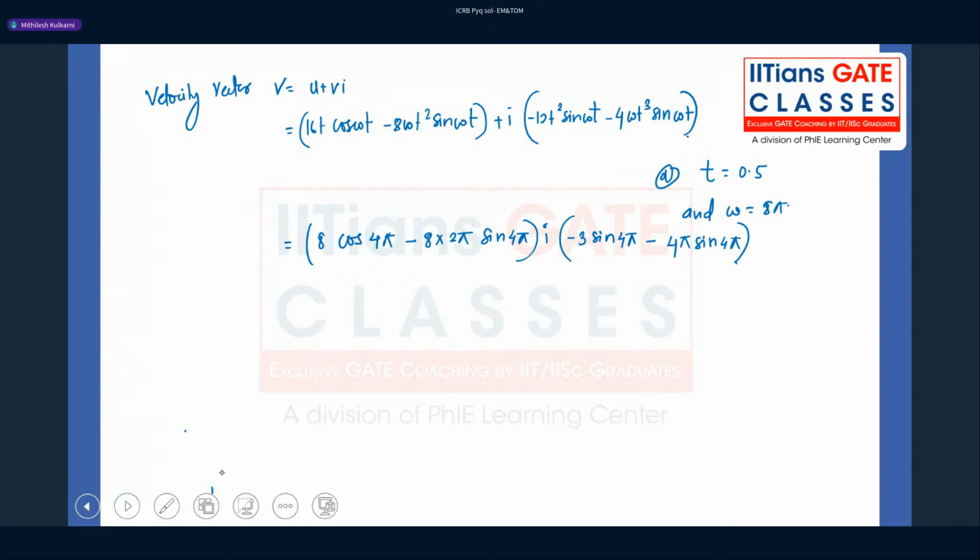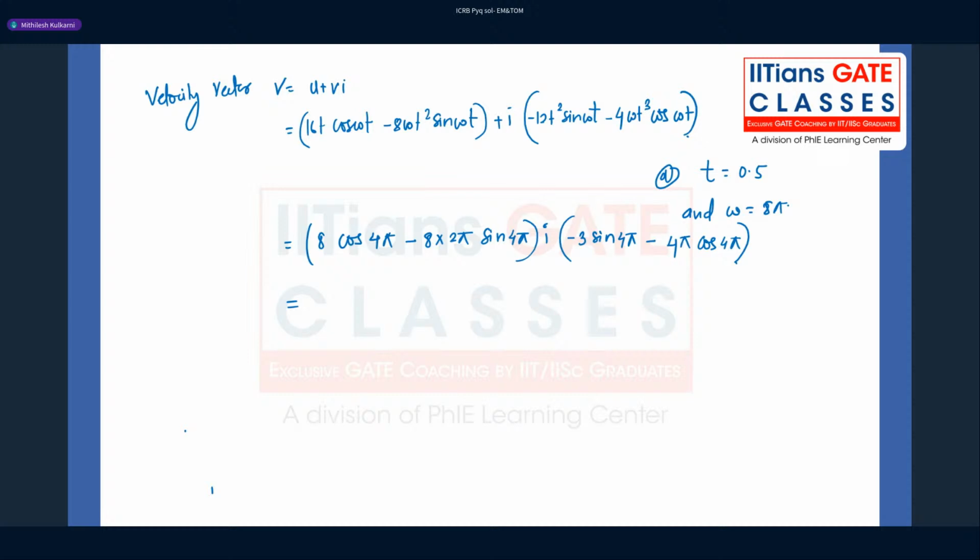Let me correct it. I think the last term was cos omega t. This is cos. This is cos. Yeah. 4 omega t cube, cos of omega t. So something like this it will look.